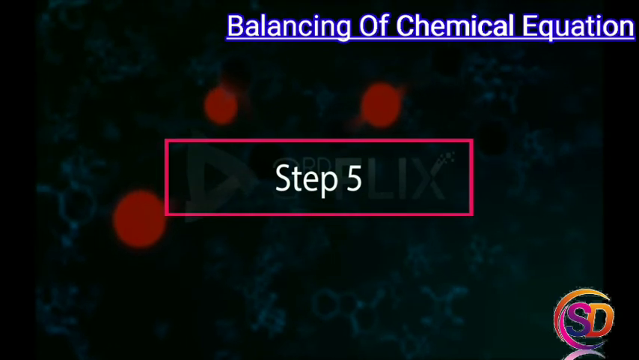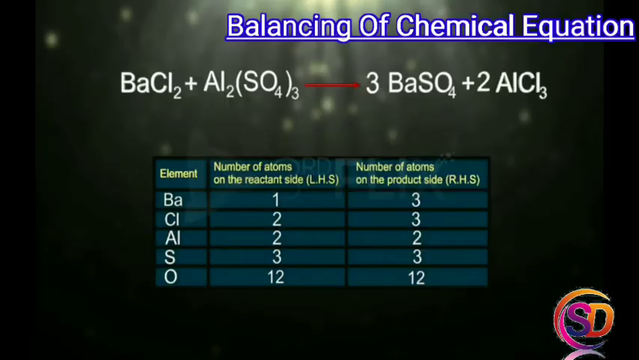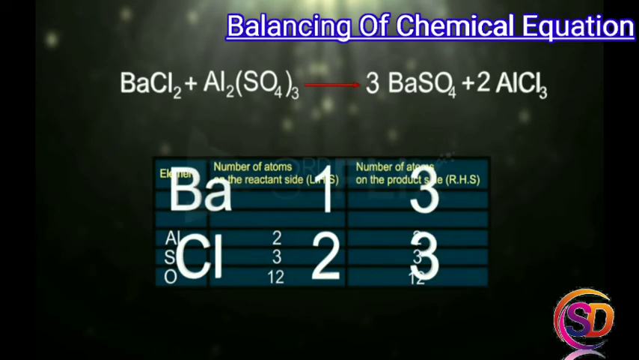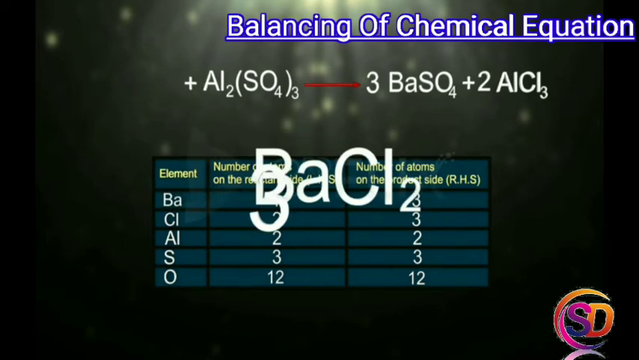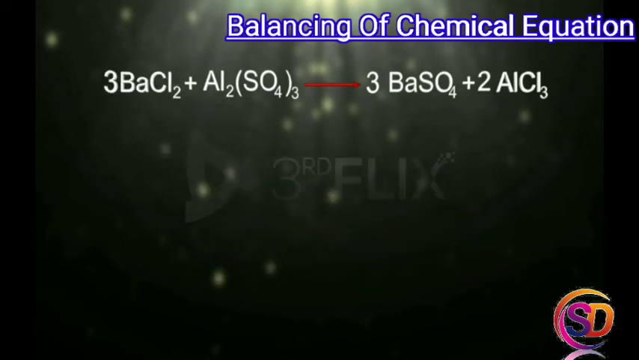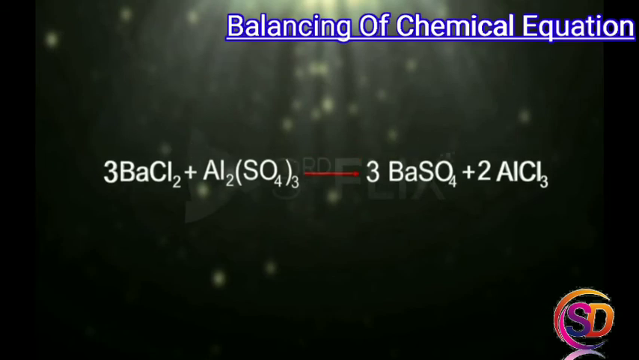Step 5. Now only the atoms of barium and chlorine are unbalanced. We will first balance the atoms of barium. Place coefficient 3 at BaCl2 in the above equation. It can be observed that the chemical equation is balanced now.